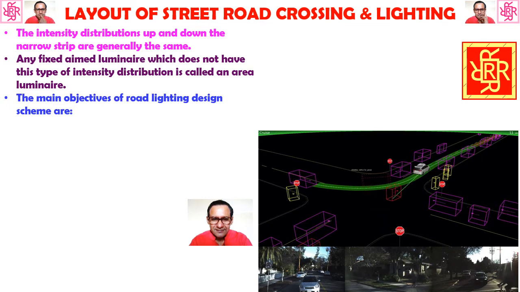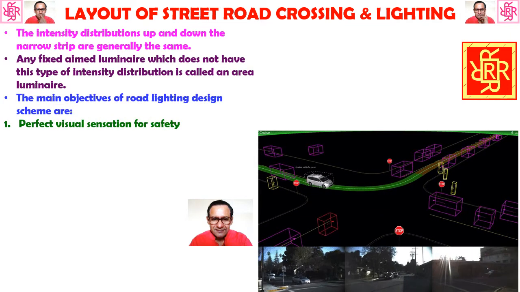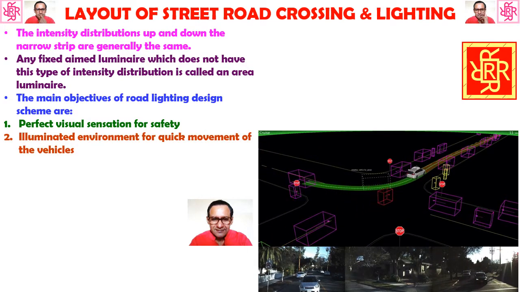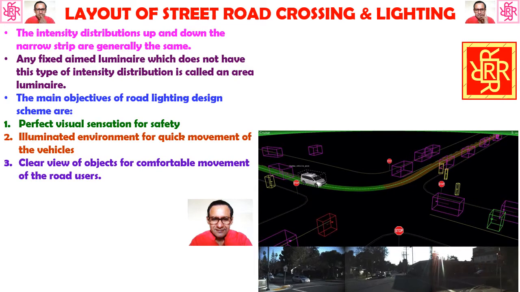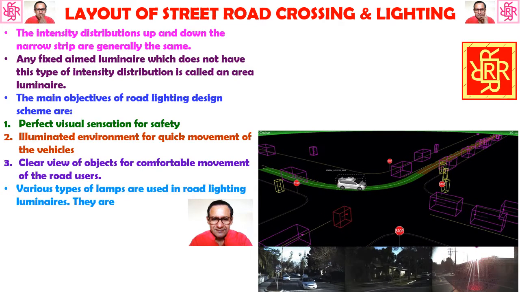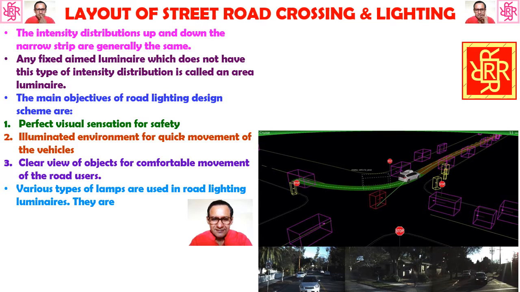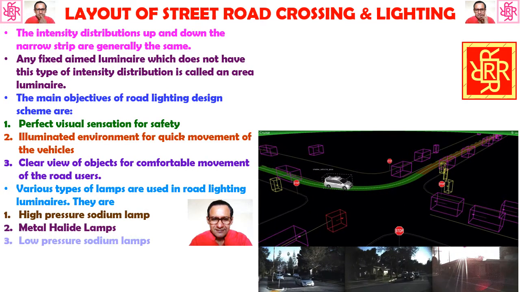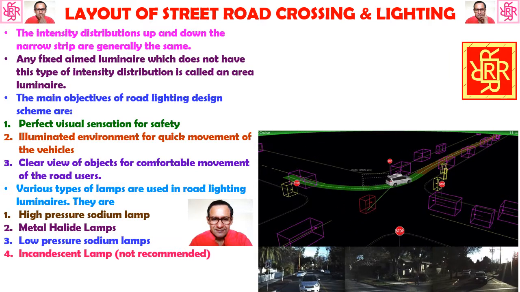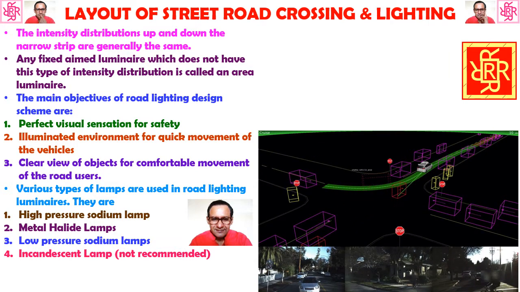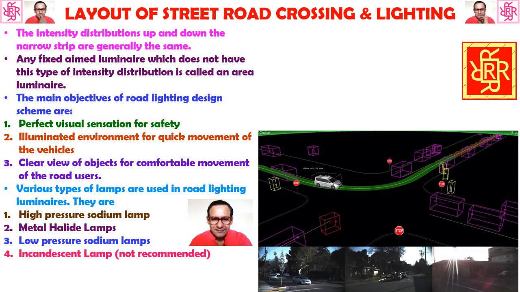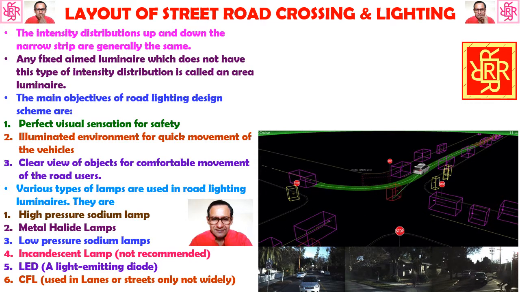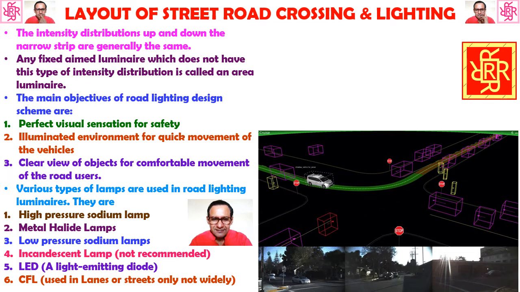The main objectives of the road lighting design scheme are perfect visual sensation for safety, an illuminated environment for quick movement of the vehicles, and a clear view of the objects for comfortable movement of the road users. The various types of lamps used in road lighting luminaires are the high pressure sodium lamp, the metal halide lamp, the low pressure sodium lamp, and the incandescent lamp. This is not recommended nowadays, but it is one of the efficient ways of doing this. Then there are the LED, light emitting diode, and CFL, used in the lanes or the street only, not widely.